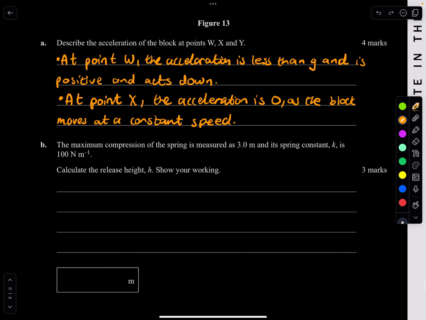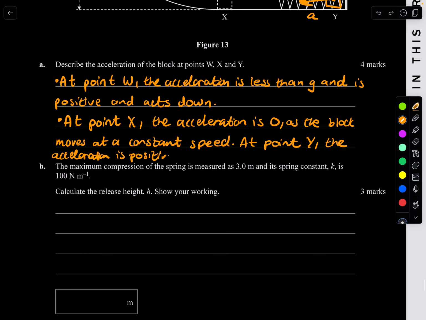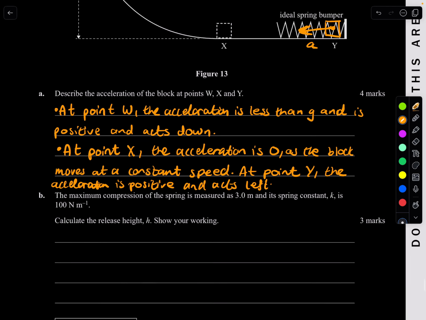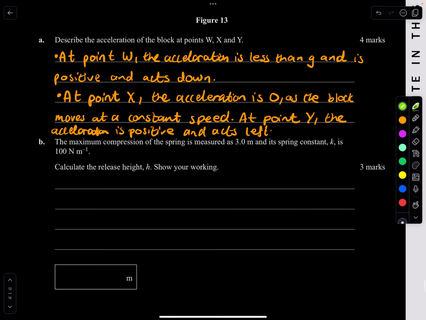So at point Y, the acceleration is positive, of course, it's increasing. So it has to be positive, and acts left. That's all I can really find out, and acts left in this case, because we can't really distinguish what else. We can't calculate the acceleration. But I know for a fact that when it's at this position and it's momentarily stopped, it has this momentary acceleration that wants to go to the left. And I think that would be enough to explain what the accelerations are.